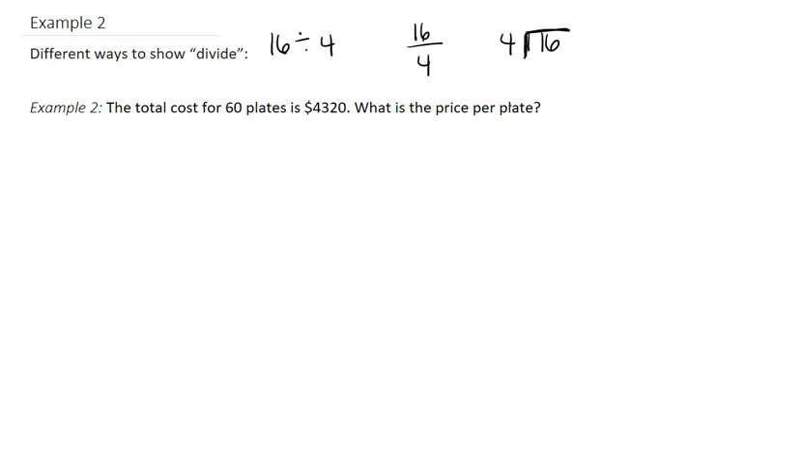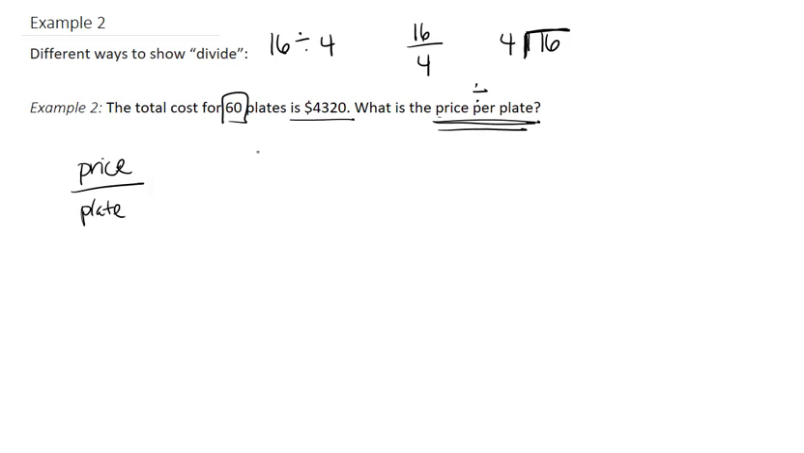Now let's do another example. Example 2. The total cost for 60 plates is $4,320. What is the price per plate? So what we're doing is taking the price and dividing it by the number of plates. This is our indicator for division, because "per" right here is telling us we're going to divide, since we're finding price per plate.